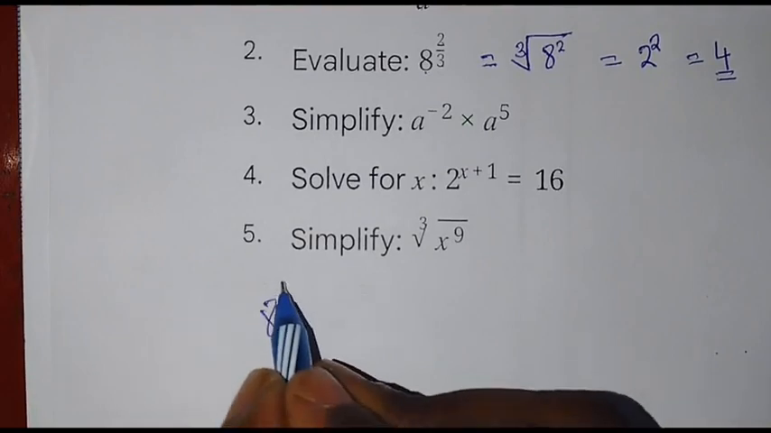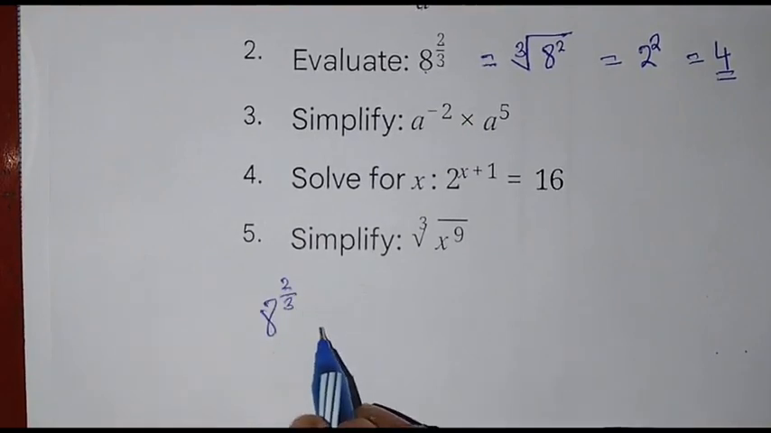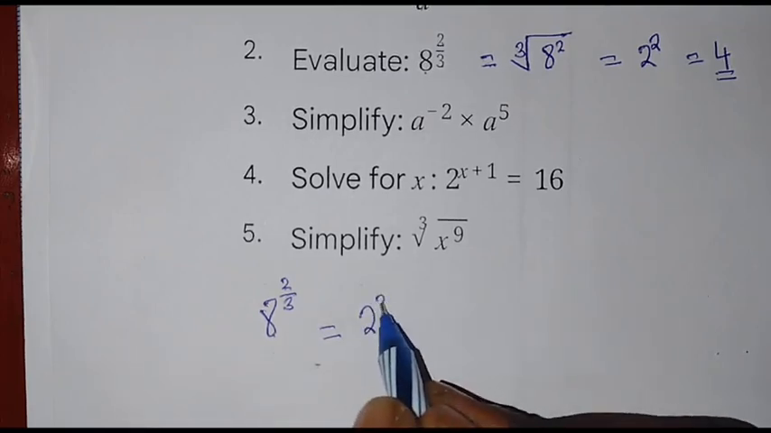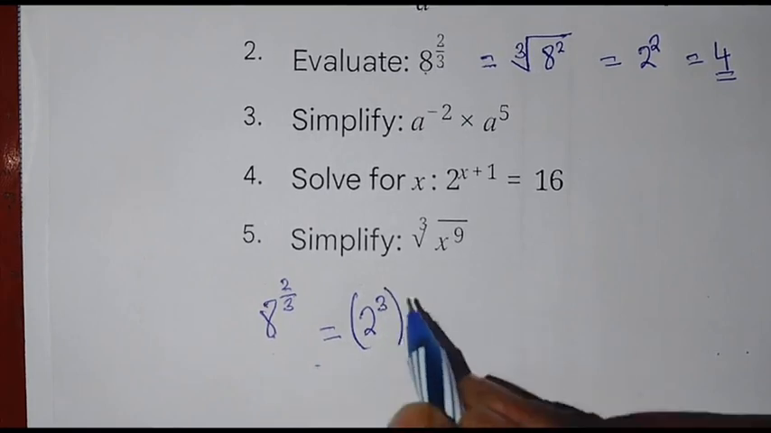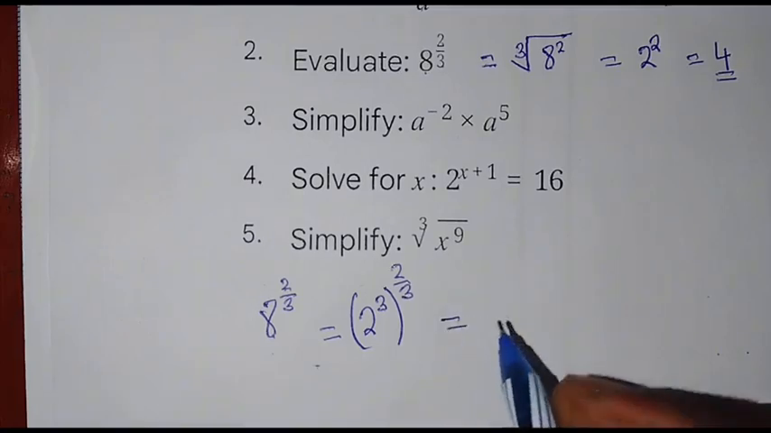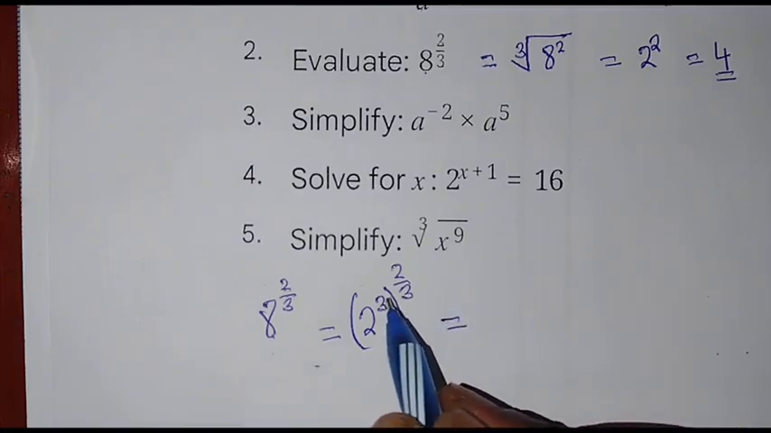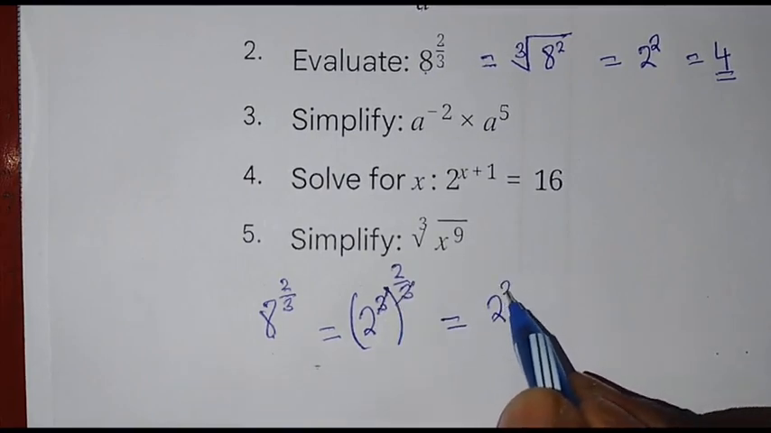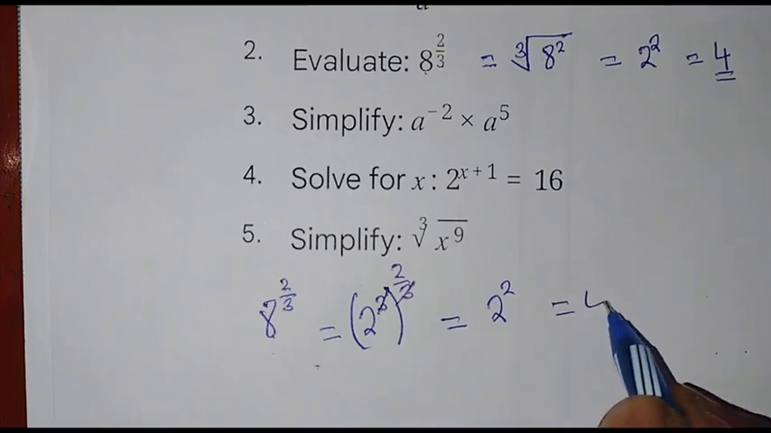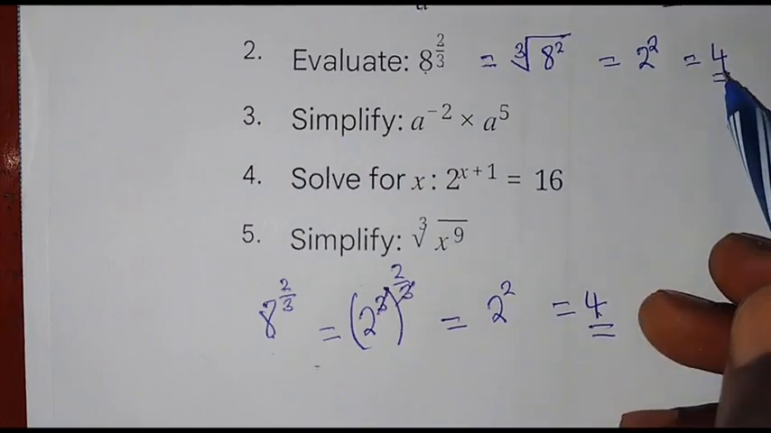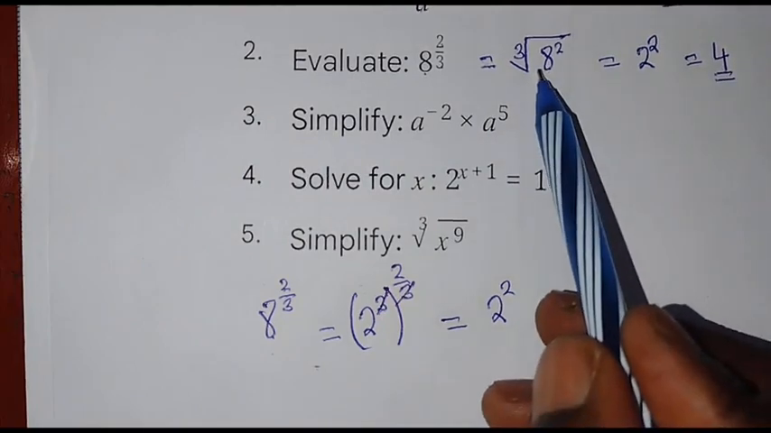You have 8 power 2 over 3. You can try to write this 8 in index form, which will be 2 to the power 3 in brackets. Then you write 2 over 3. From here we can cancel this 3 and this 3. We are going to have 2 power 2, which will be equal to 4. Same answer here, 4. So there are 2 ways that you can solve for this one.